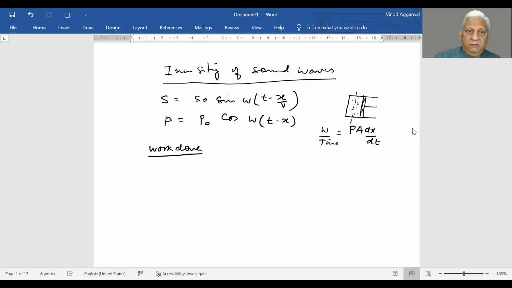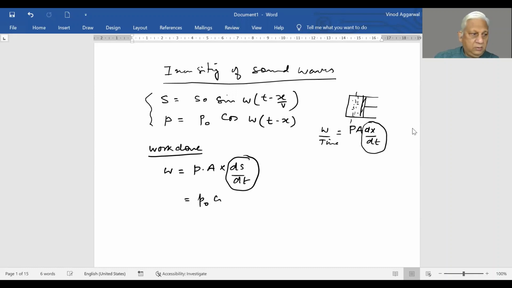Taking this analogy, what will be our work done here? Work done will be pressure times area into ds by dt, same as this. So P is P naught cos omega into area into ds by dt, the differential of this with respect to time, which will be omega times s naught cos omega.